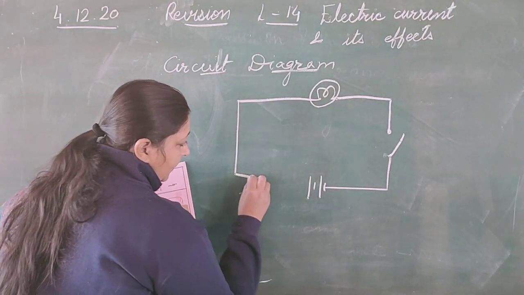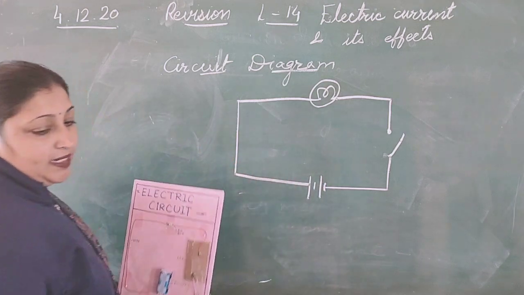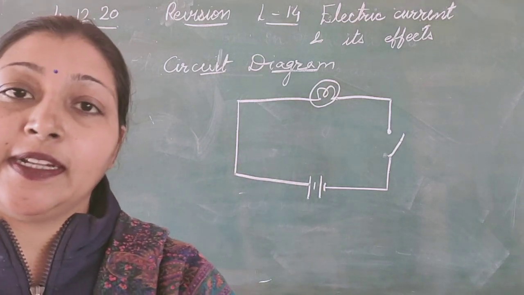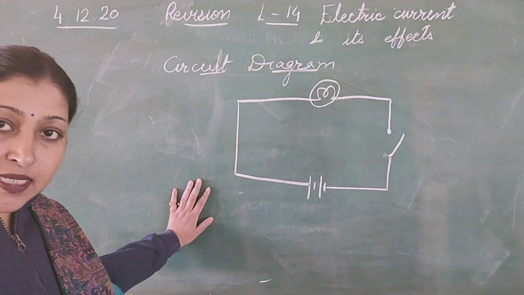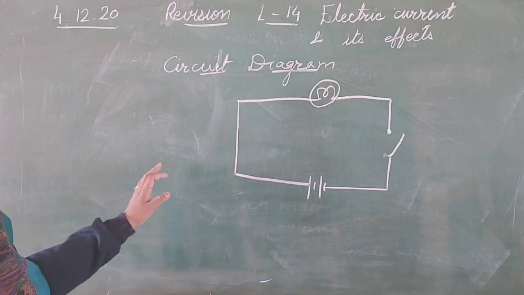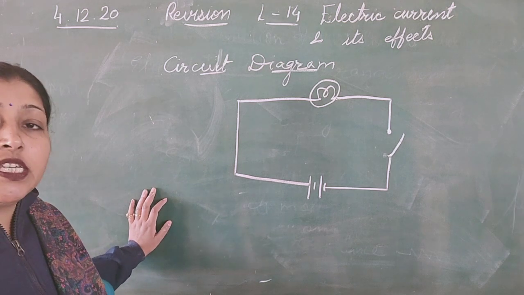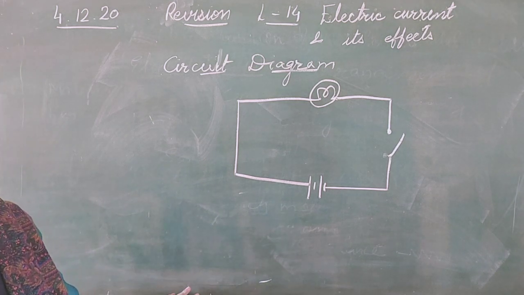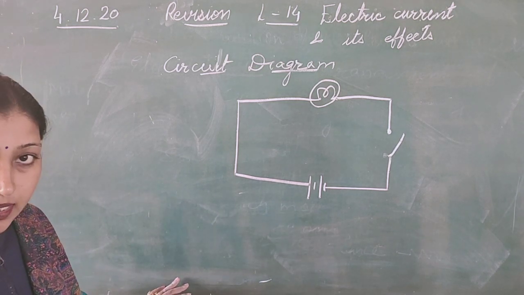So this we call a circuit diagram. I hope, children, it is clear to you. Is it not? So that is a circuit diagram. What is a circuit diagram? A diagram that shows the arrangement of electrical components. So is it clear to all?